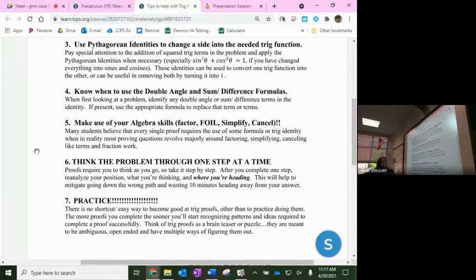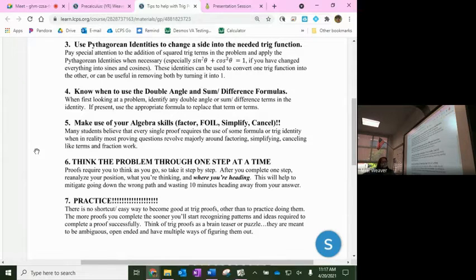Number 4, know when to use double angle and sum and difference formulas. I don't think we're going to have any of those today, but if you have regular theta and you have 2 theta, you're going to have to use your double angle formulas to get them to either all be 2 theta or all be a single theta. And then the sum or difference formulas, we'll see examples of that later in the unit. Make use of your algebra skills: factor, FOIL, simplify, cancel.